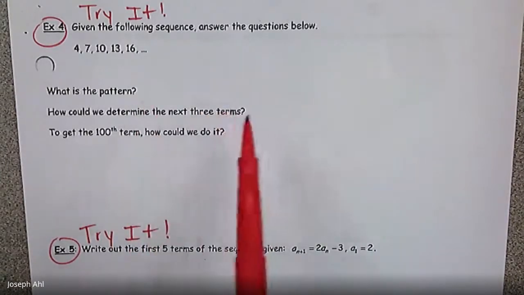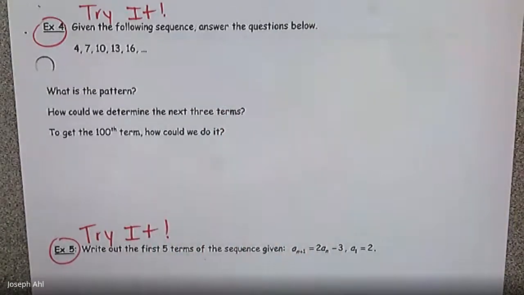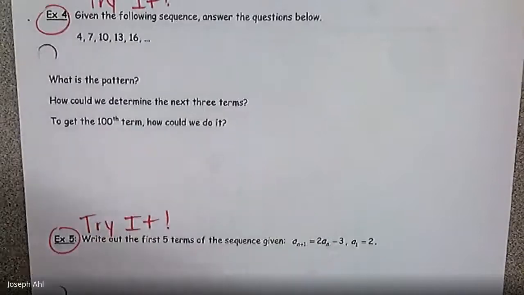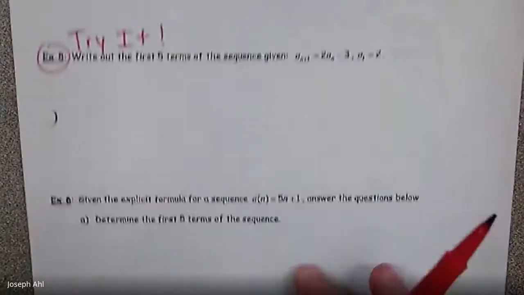Okay, figure out the pattern, determine the next 3 terms, and then think about how would I get the 100th term? Use the logic that I used in this example right here. See if you can help yourself out there. And then try this one.